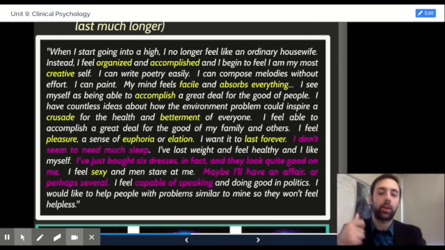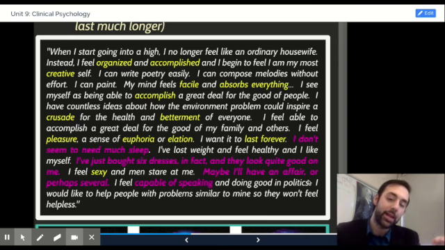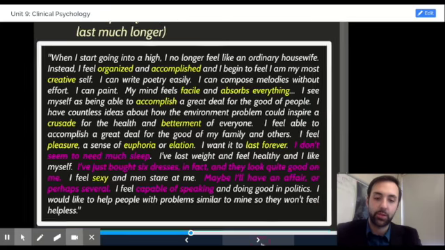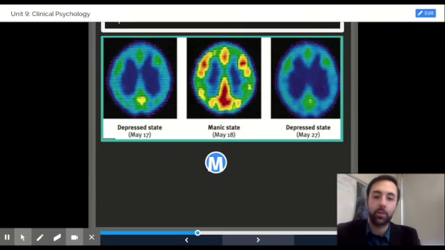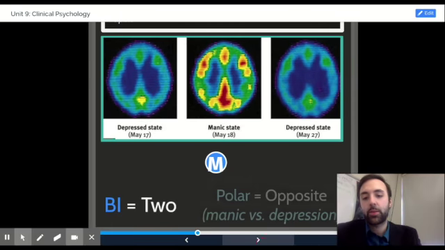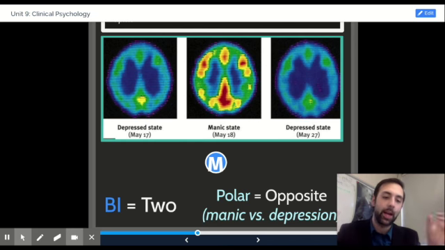This would be what it would look like if somebody was experiencing the mania aspect of bipolar disorder. It's the highest of highs, whereas the depression, of course, is the lowest of lows. As a mnemonic, when you look at the word bipolar, bi means two, polar means opposite. If you think of that visual where I had depression on one side and mania on the other, that is a good encapsulation of how to think about this.